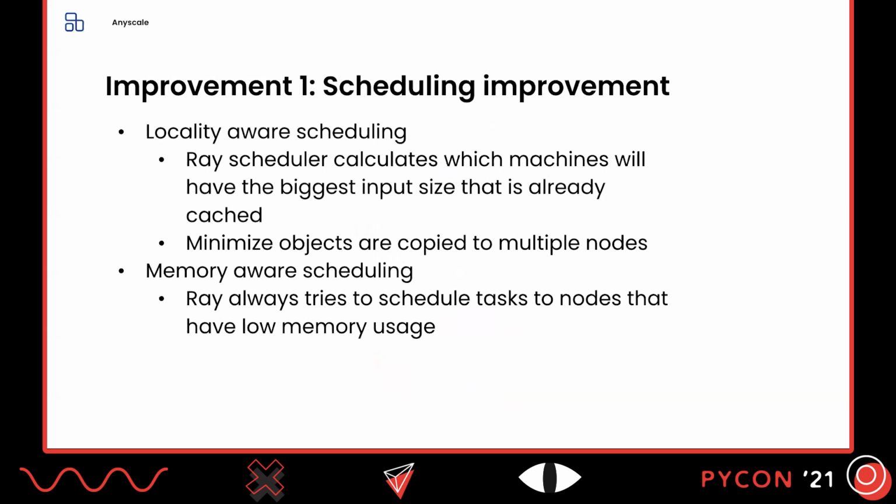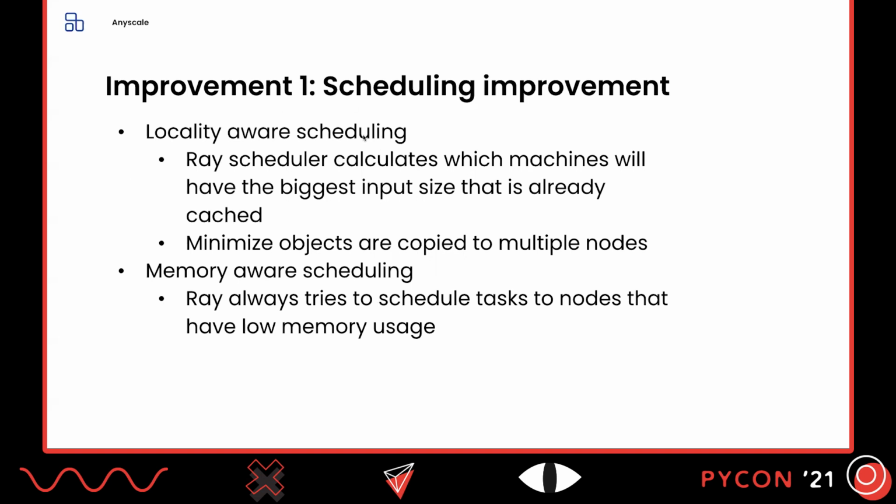So last year, Ray couldn't really handle heavy distributed shuffle workload. But we have made a lot of improvements over the year. And that's something I'm going to explain from now on. The first improvement we've made over the year is the scheduling improvement. So previously, Ray didn't have locality-aware scheduling as well as memory-aware scheduling.